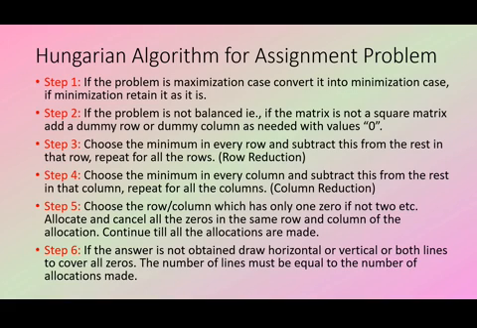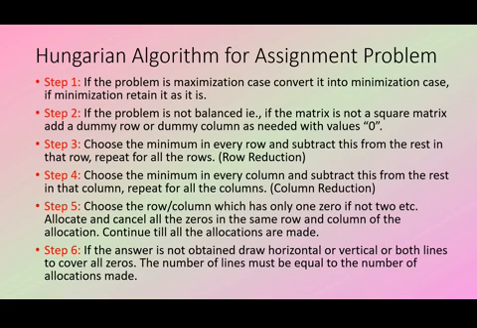Then, if the problem is not balanced, when do we call an assignment problem to be balanced? The problem is said to be balanced if the cost matrix given is a square matrix. That is, the number of rows is equal to the number of columns. If the number of rows and number of columns do not match, then it is called an unbalanced assignment problem.